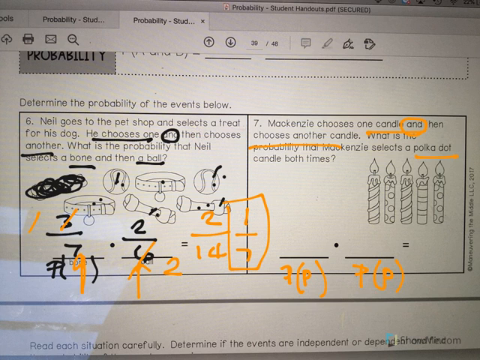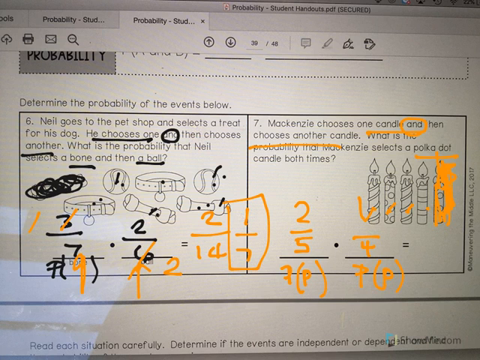All right, so let's look at this. How many candles? 1, 2, 3, 4, 5. That's our denominator right here. How many are polka dots? Well, that's just 2. But look at what he did. He took out 1 polka dot. That left him now with how many outcomes? Possible outcomes are 1, 2, 3, 4, and of course there's only 1 polka dot left.